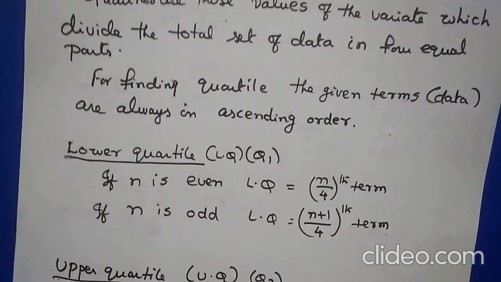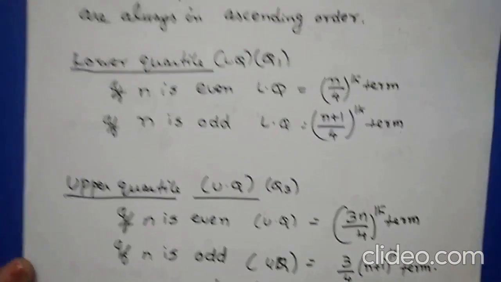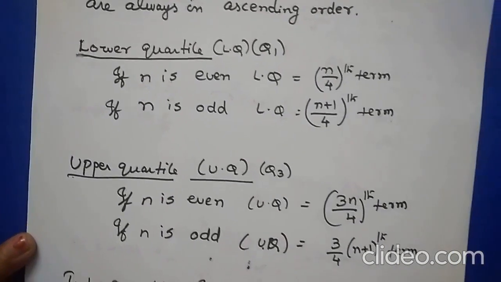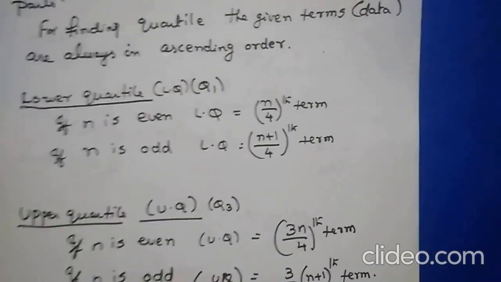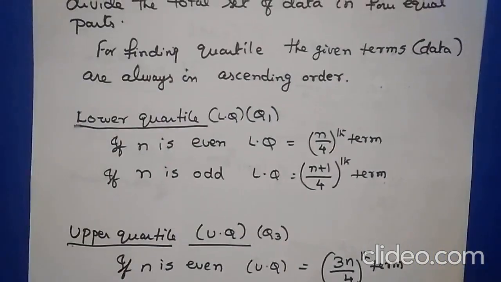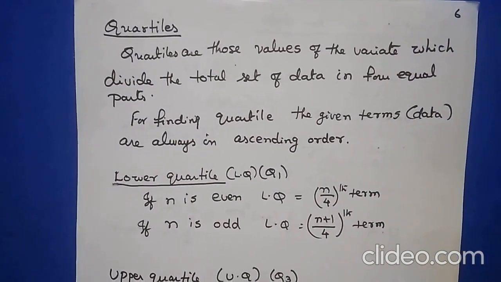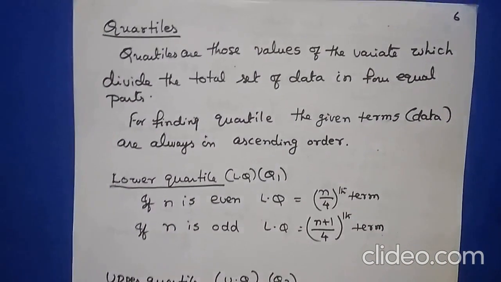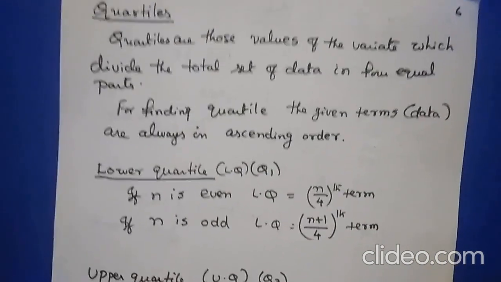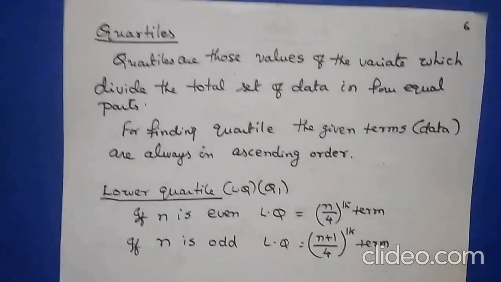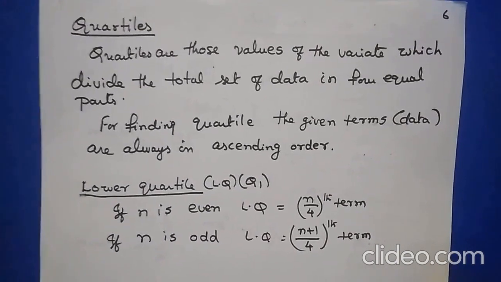First one is the lower quartile, LQ, and that is represented by Q1. If n is even, the lower quartile is the n by 4th term. Median is the n by 2th term. And this is 1/4 of the total observations, therefore n by 4th term. If n is odd, the lower quartile is the n plus 1 by 4th term.